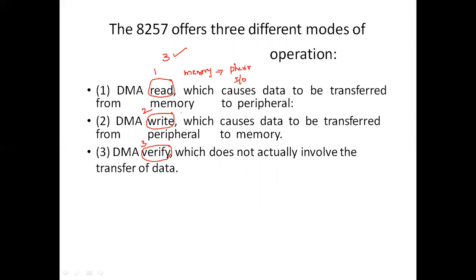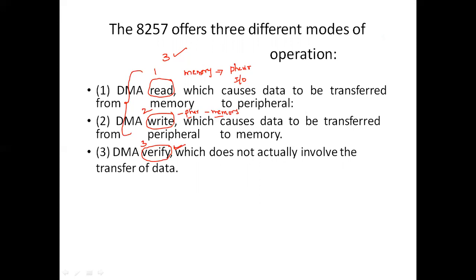When it is in write mode, the data is transferred from the peripheral devices to the memory, in reverse order. So read mode means we transfer the data from memory to peripheral devices, and write mode means from the peripheral device to the memory. When it is in verify mode, it does not actually involve transferring data. Only in read mode and write mode do we transfer the data. In verify mode, we do not transfer the data at all. So these are the three different modes of operation.